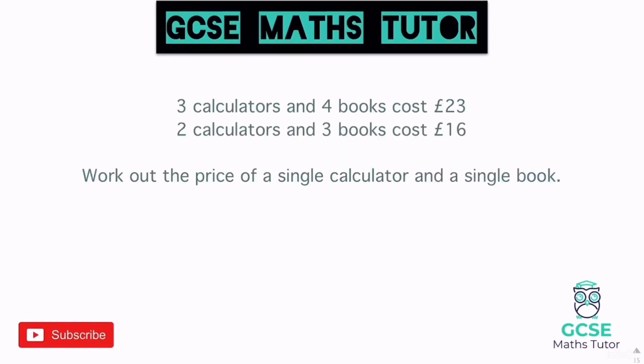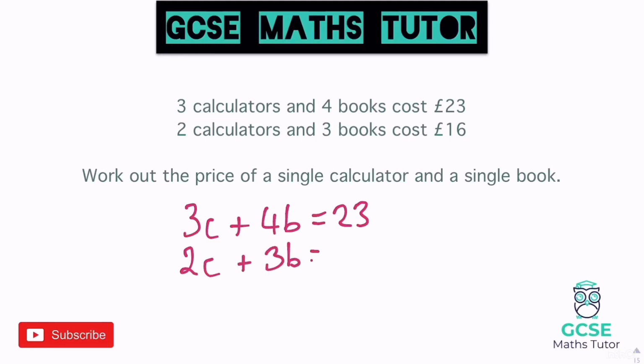3 calculators and 4 books cost £23, and 2 calculators and 3 books cost £16. Work out the price of a single calculator and a single book. So we have to create the equations ourselves here. So let's have a look. We've got 3 calculators and 4 books cost £23. Well, let's just call the calculator C, so 3C, plus 4 books, let's call that B, equals 23, and we've got an equation there that looks similar to the last question. The next statement, we've got 2 calculators, so 2C, add 3 books, so 3B, equals 16.